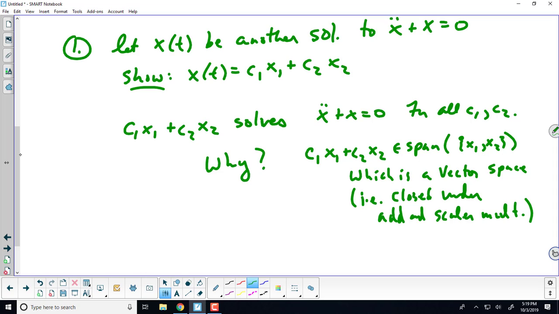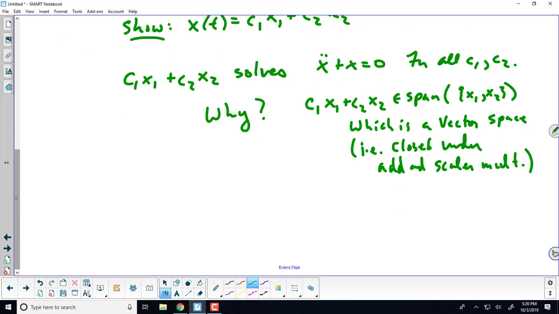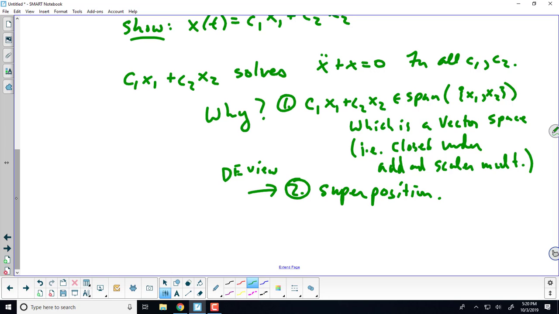But in fact, we said this a long time ago. Given two solutions to a homogeneous ODE, any linear combination of those two solutions is also a solution by a principle called superposition. Okay, so that's one reason why it's true. The other reason why it's true is superposition, which is something we talked about early on. So this is the differential equation view, and this is the vector space view.